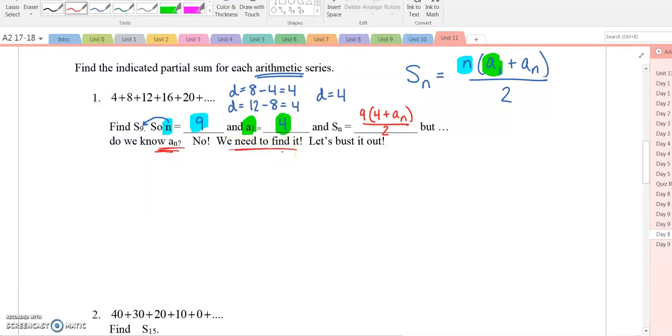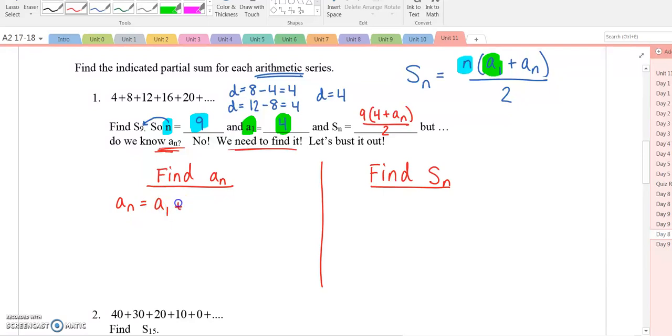So usually what I like to do is split this up into kind of 2 sections. The first section is where I'm going to find a sub n, and that's using my a sub n formula. And then the second section is where I'm going to find S sub n using my sum formula. So the a sub n formula, you have it written down up above. I'm just going to rewrite it, again, just so I don't have to keep scrolling.